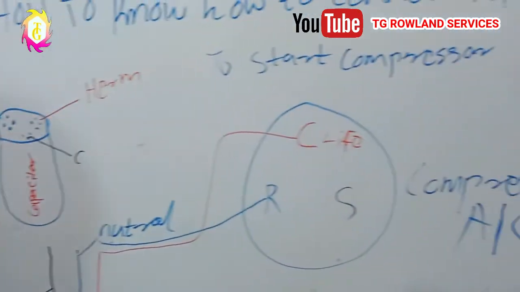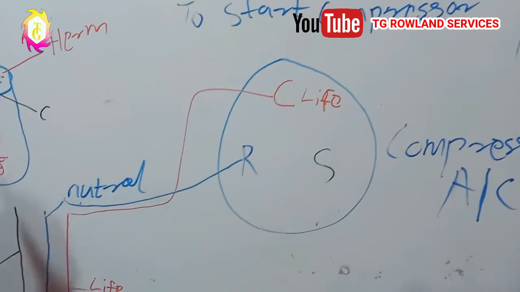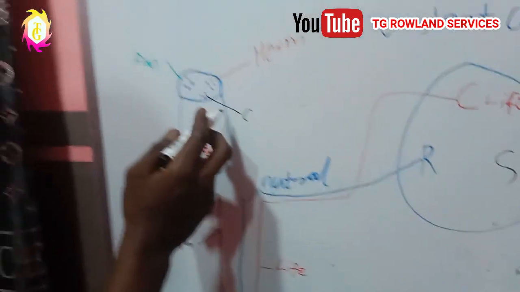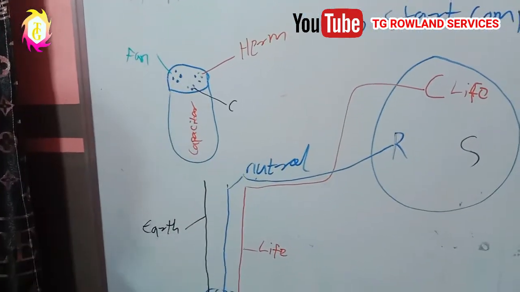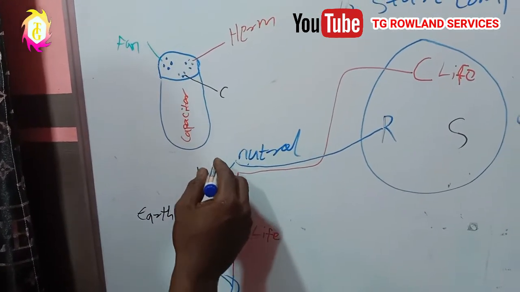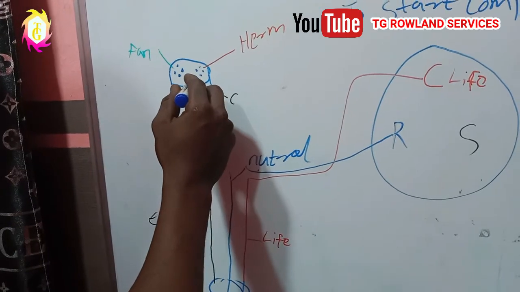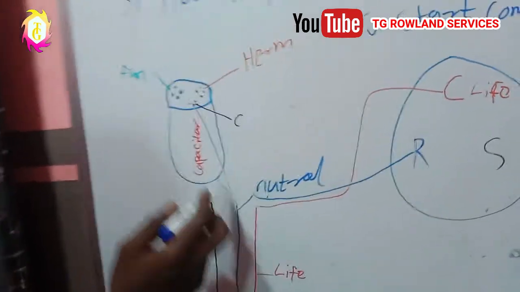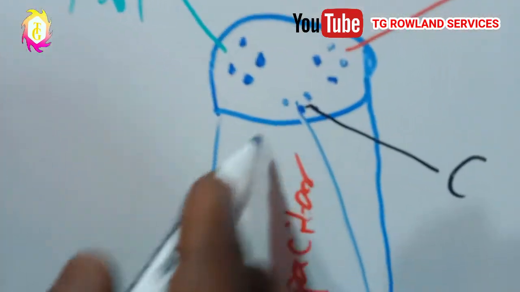Now, this is what will happen. In this capacitor, this place they write common, they write C, which is neutral. You will also look for a way to connect this neutral to this place. By giving this place neutral, you have given this place neutral.